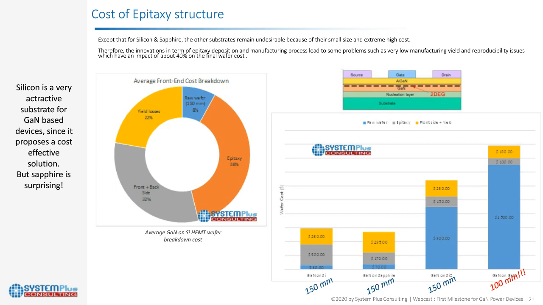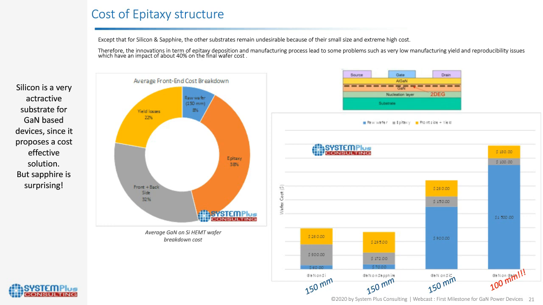So what's interesting for us are the first two types of epitaxy structures and substrates that we've seen in this slide, the GaN on silicon and the GaN on sapphire. Even if the sapphire substrate is a bit more expensive than silicon, the fact that we have less mismatch allows us to have a shorter and thinner epitaxy, and so a bit cheaper.